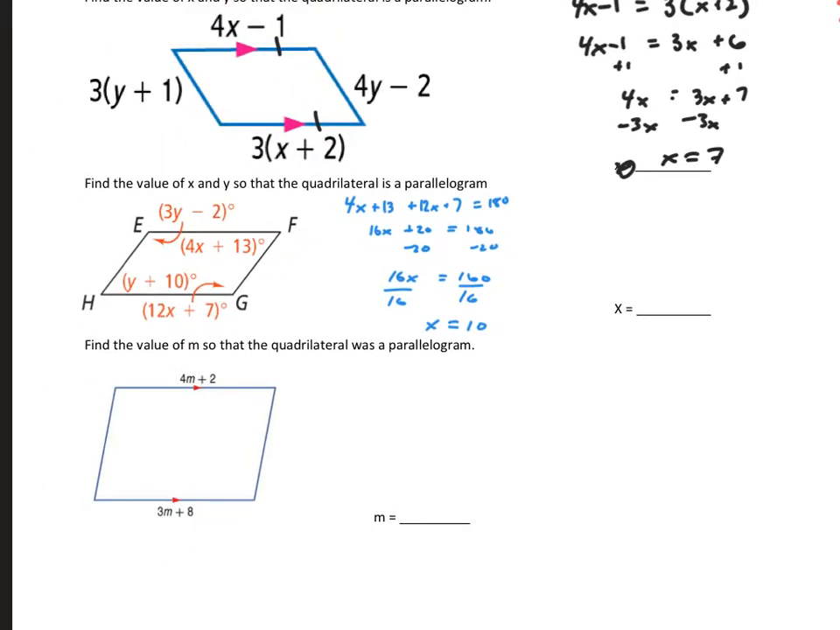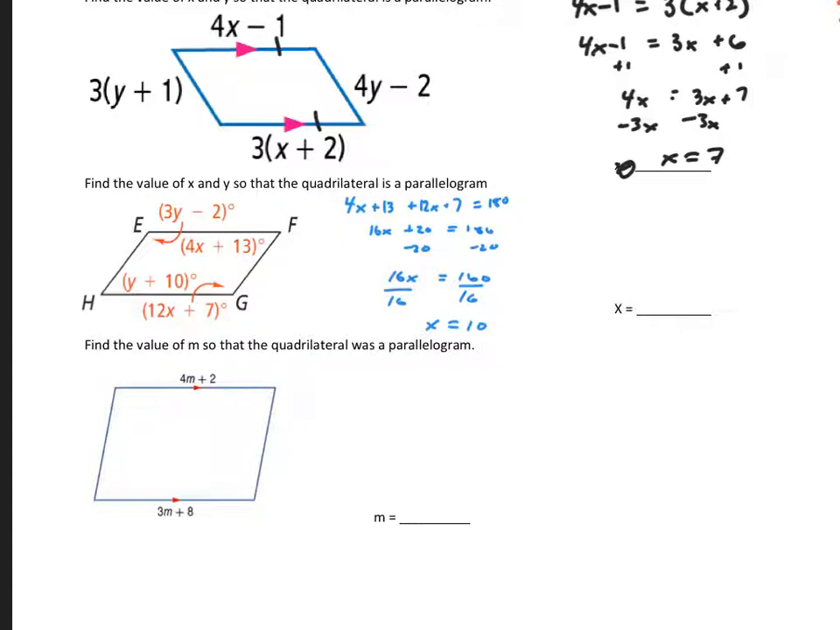So now you have a choice. Now that you know what x is, you could plug it in and then set opposite angles equal to each other, or you could continue on with the supplementary angles like we just did. I'm going to go on and plug it in.